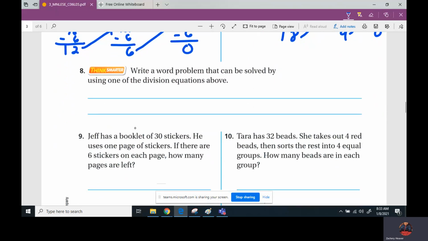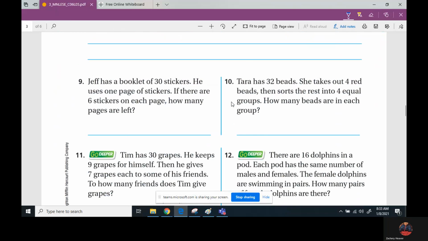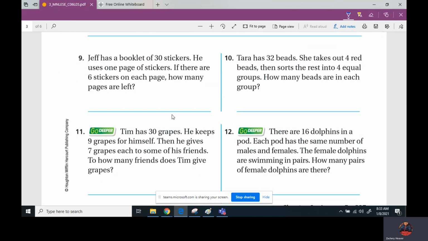Just write a word problem. We don't have enough room. We're not going to do that right now. That's something we do in person. We can talk about it.